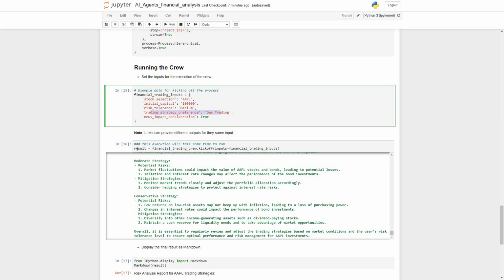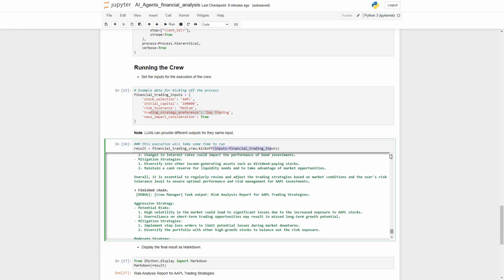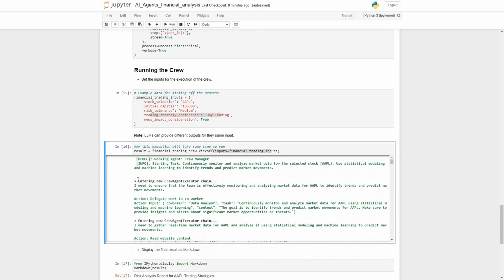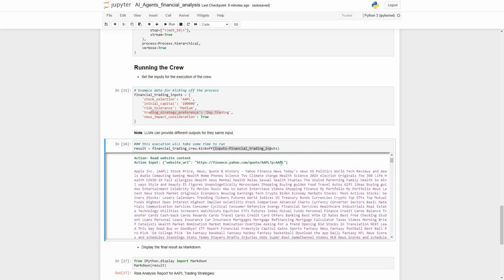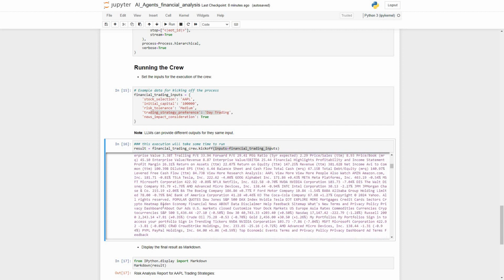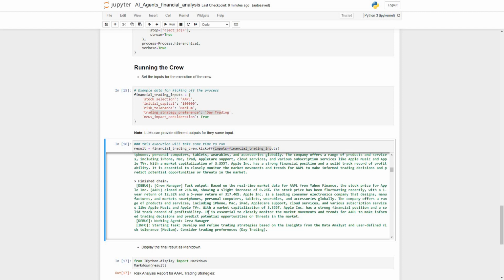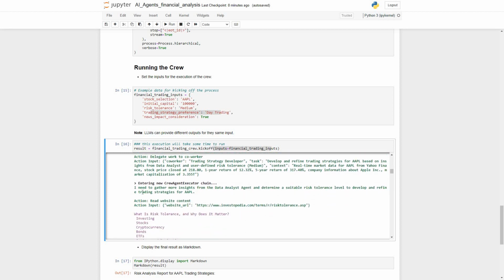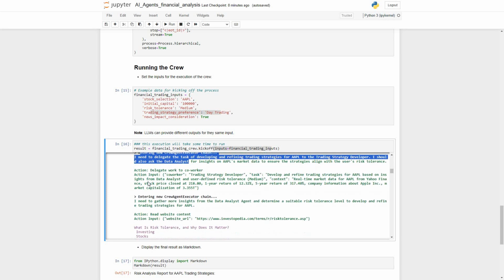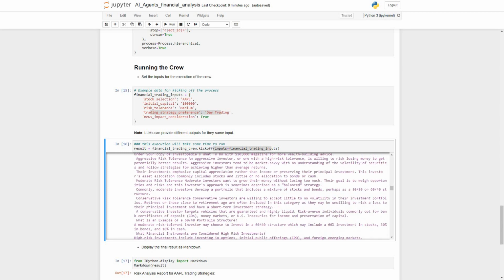So here the entire thing is given, and we are running our financial trading crew. We are kicking it off with the particular inputs, and if I go and see how it started, the crew execution gets started. Here it is reading from Yahoo Finance and getting all the information. Then it is looking into other information, like what the risk tolerance is. So it is going through a lot of chain of thought.